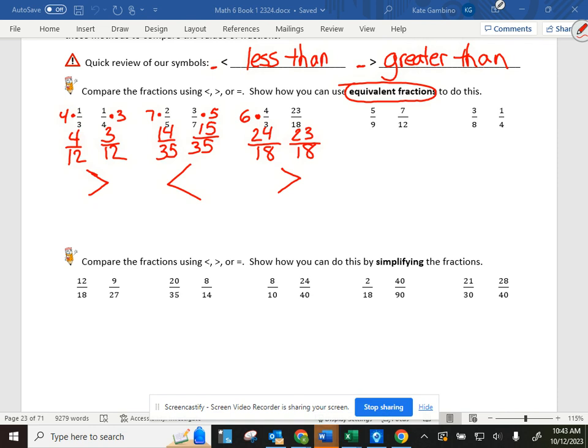Let's look at our next one. 5 ninths and 7 twelfths. What do you think my common denominator is going to be? We could times them by themselves. We're going to get a really big number if we're doing 9 times 12. Can anybody find a smaller number? Connor, do you know it?